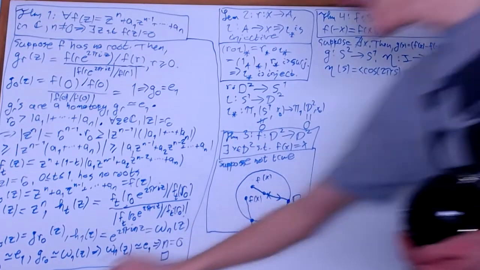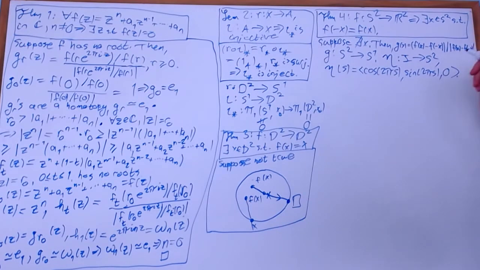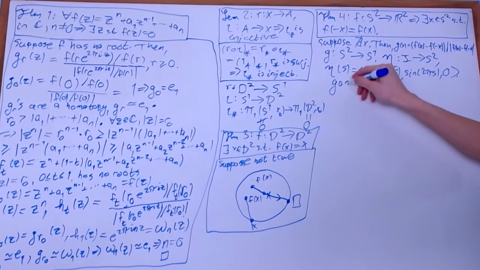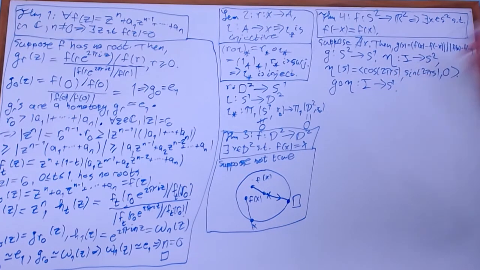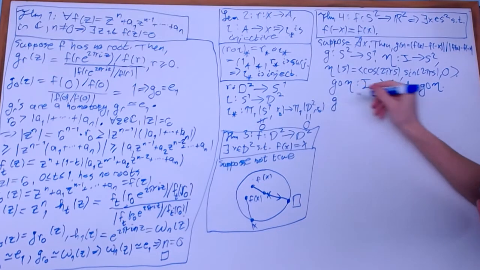Well, eta of s is a loop, and g is a continuous map. So if I do g composed with eta, this will be a map from I into S1, which is a loop in S1. And so I think you can see how we're going to prove the contradiction here. Now let's call this h, g composed with eta.